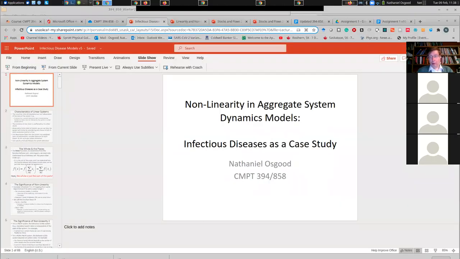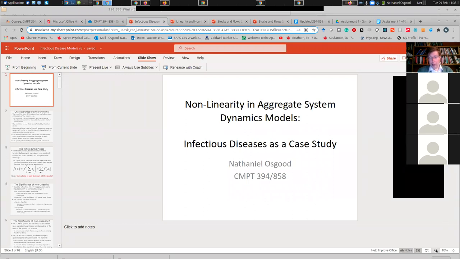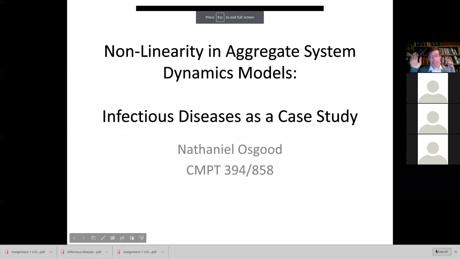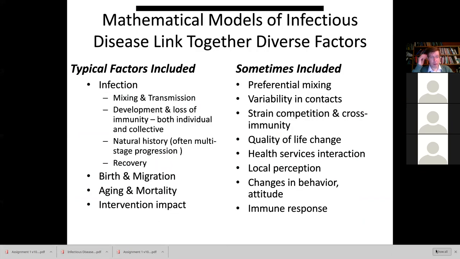Okay, so we have a high aspiration today, and we have little time in which to deliver it. So I'm going to jump in right now to the slides. So in today's presentation, I'm going to be providing a bit of an overview and orientation in this area of aggregate models of dynamical systems for infectious diseases. And we'll talk about some features of those models that distinguish them from models we've been looking at. And you'll see some of those features here.